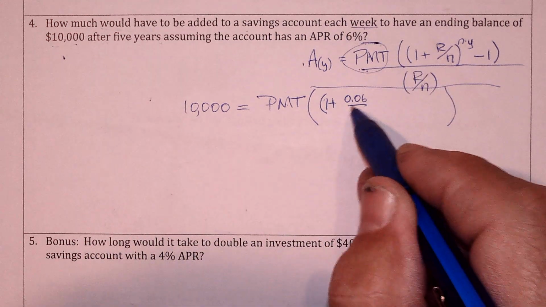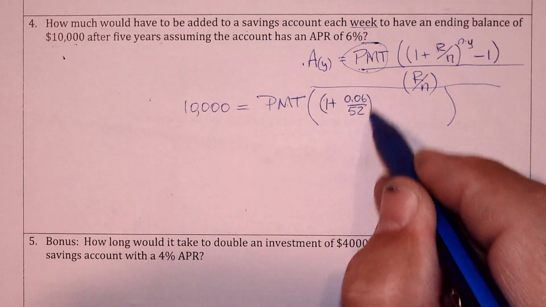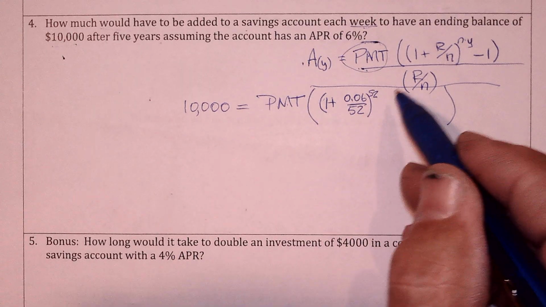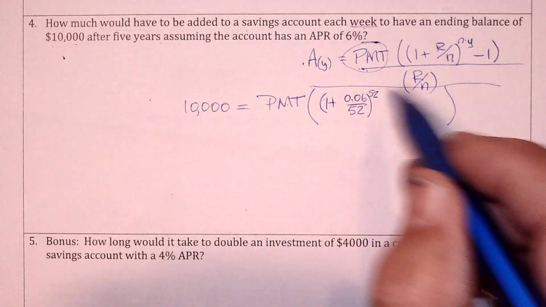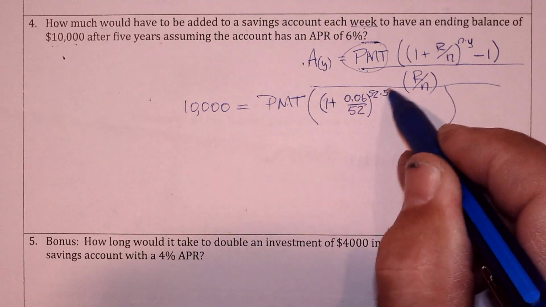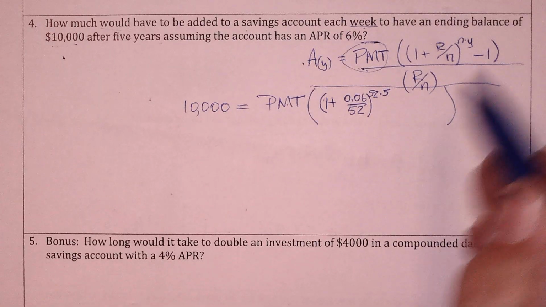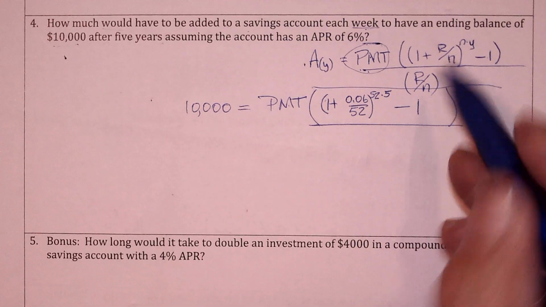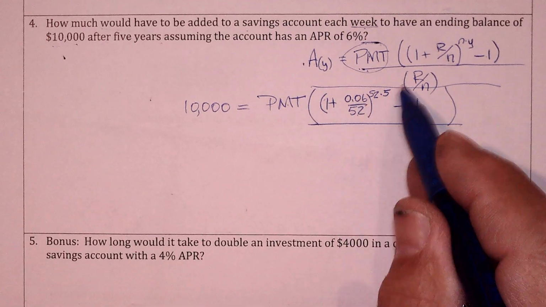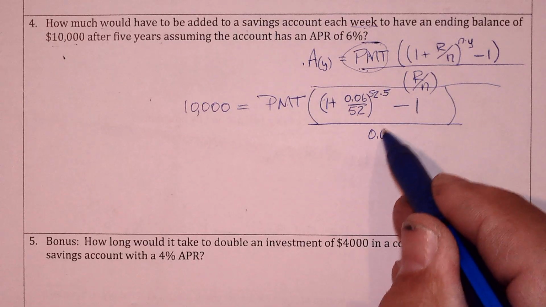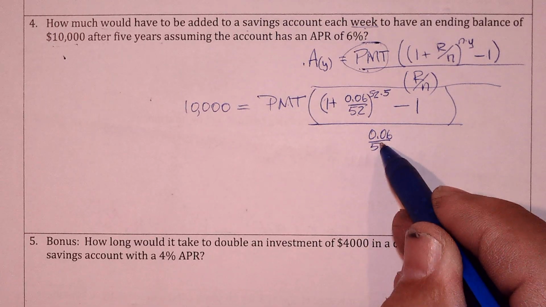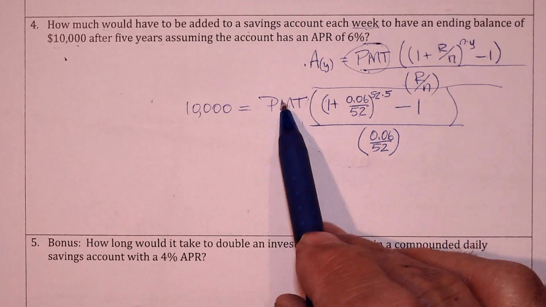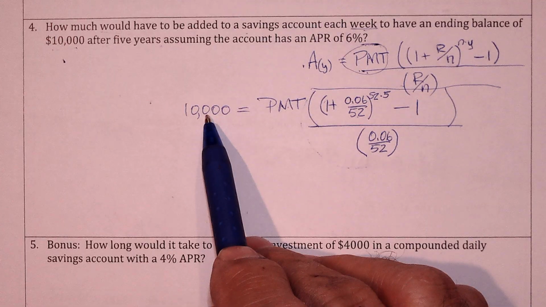Each week, there's 52 weeks in a year, so I'm going to have to multiply by this quantity 52 times for each year, and we're doing it for 5 years, so times 5 years, minus 1, and that's all divided by the interest rate, 0.06 over 52 weeks in a year. This times this makes this.